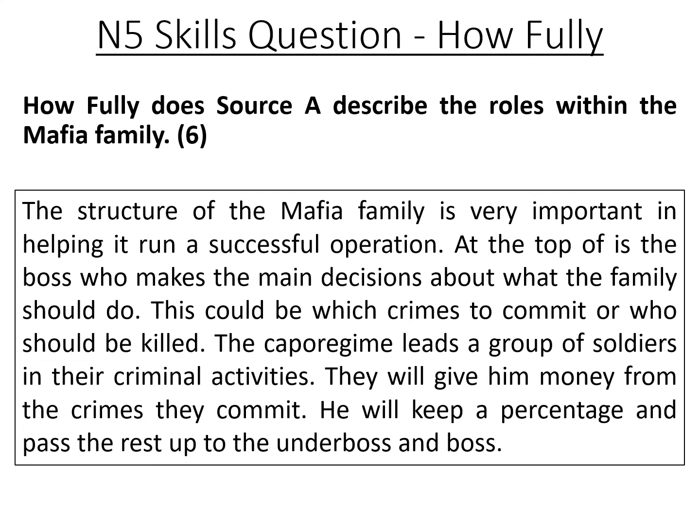Last task for this presentation is a National 5 Inquiry Skills Practice question, which is a how fully question. These are the ones where we use the mnemonic aid to help us write. We're writing an answer for A, we're saying the things that the source includes for I, and then some things that the source doesn't include for D. It's asking you how much the source describes the roles within the Mafia family. So you read the source and you're looking for 3 things that the source says and 3 things that the source doesn't say.